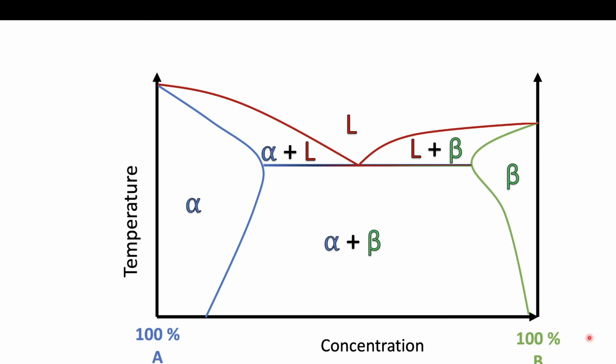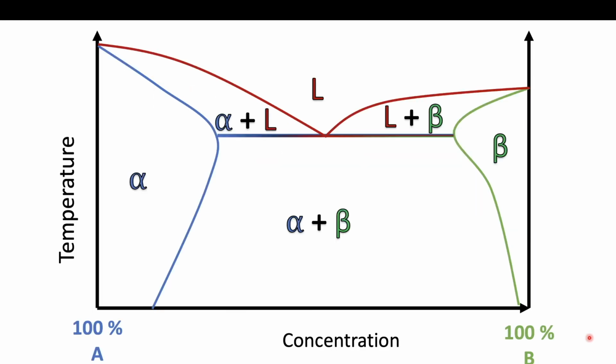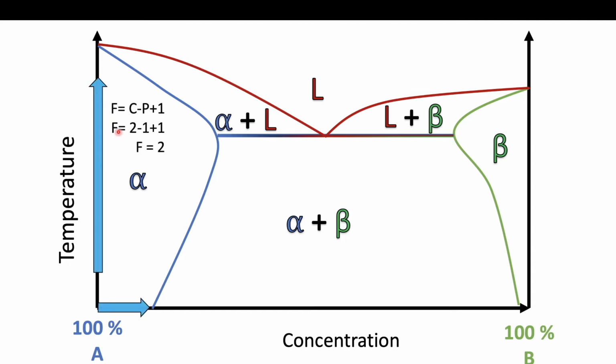Now let's apply the Gibbs phase rule to this hypothetical phase diagram. Let's try to apply it in this single phase region called alpha. In this case, we have two components, A and B, and just one phase in equilibrium, since only alpha can exist in this region. So if you substitute these values, that is, two components and just one phase, you get the degrees of freedom to be 2, which is true because in this region you can change temperature and composition and still remain in the alpha region. Similarly, you can apply it to beta, and you see that you also get 2 degrees of freedom.